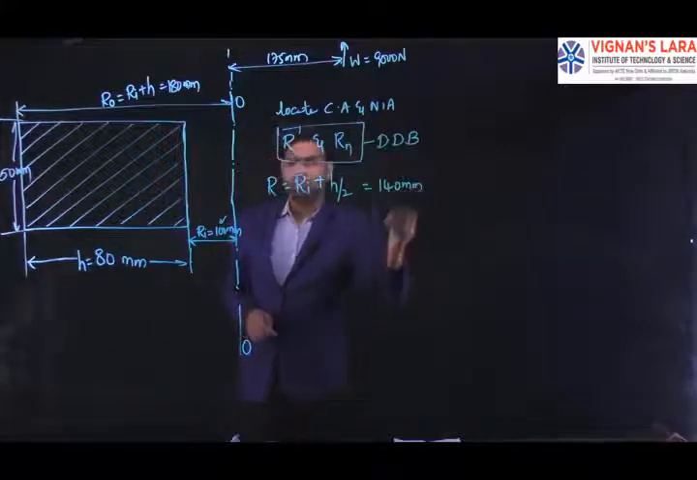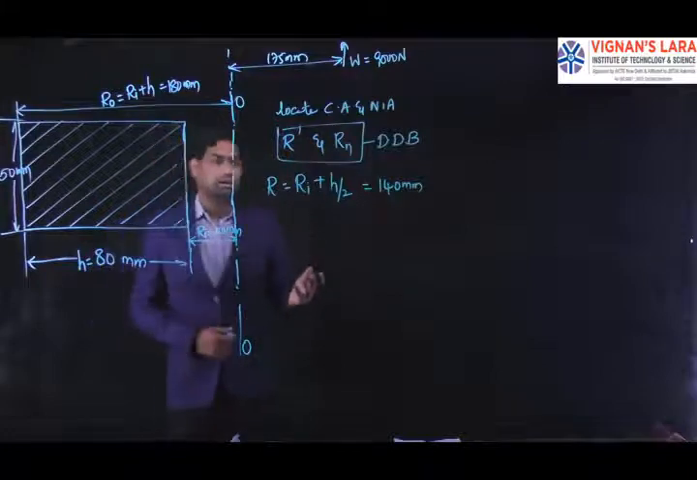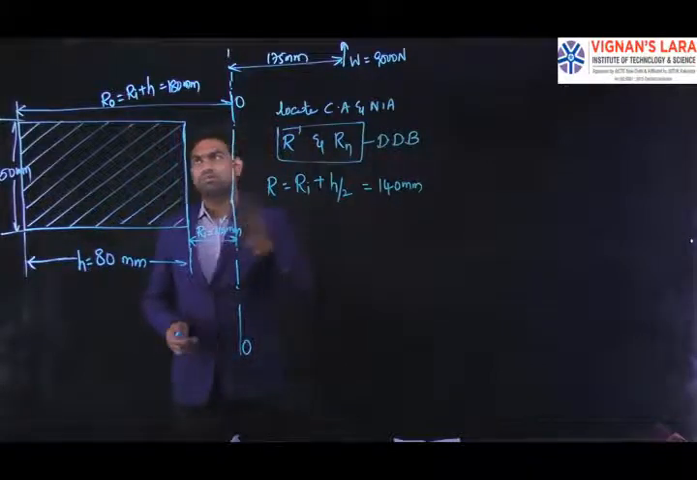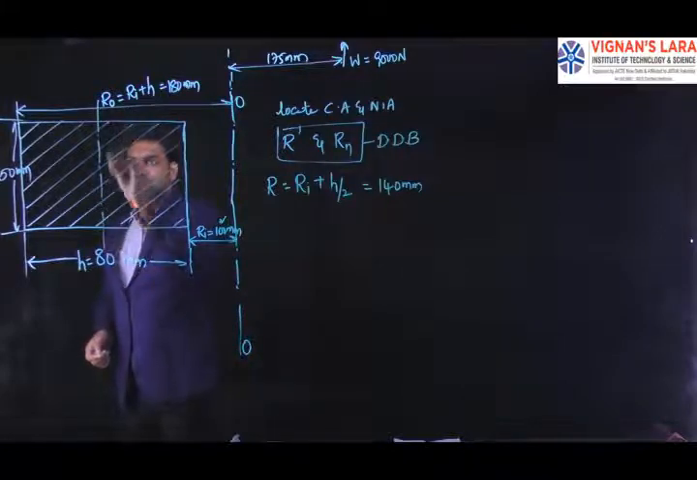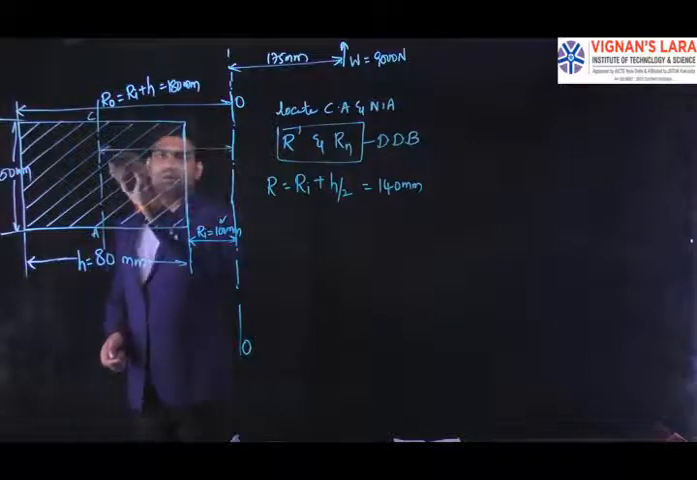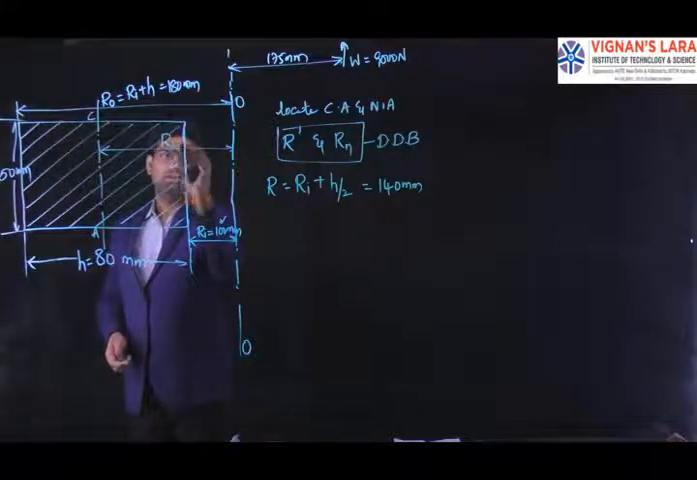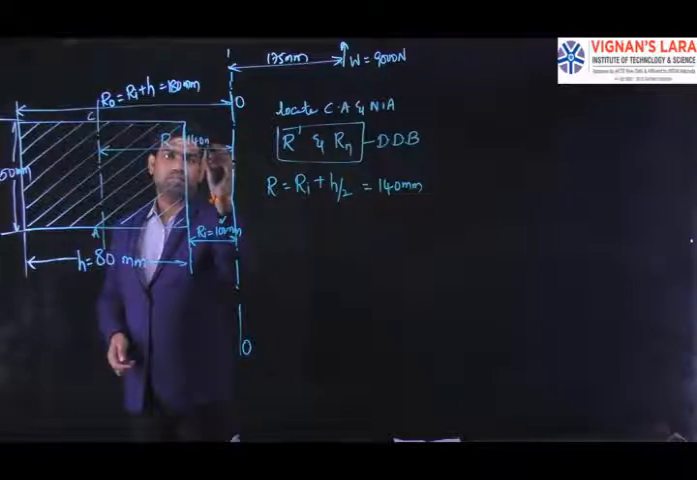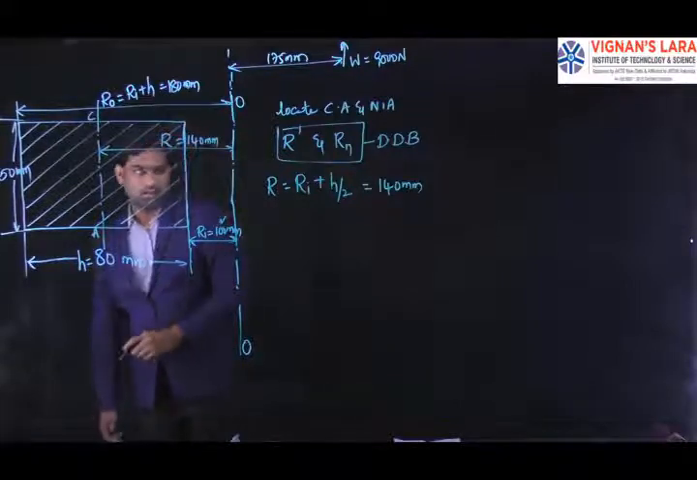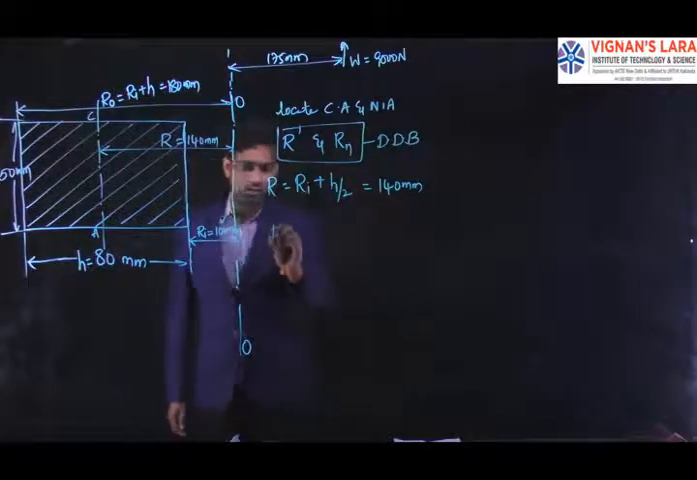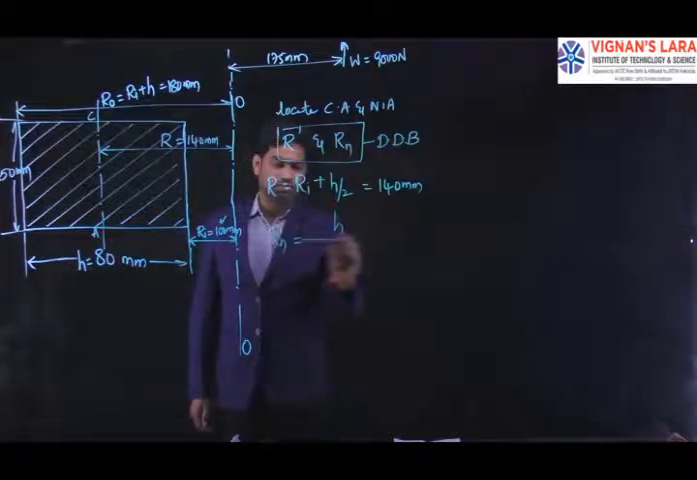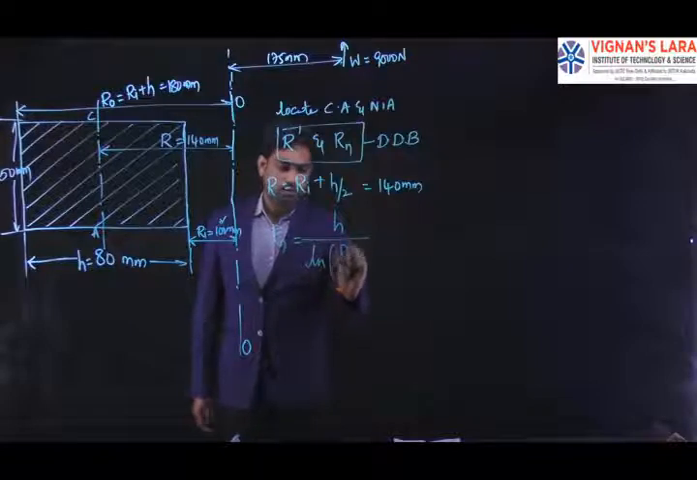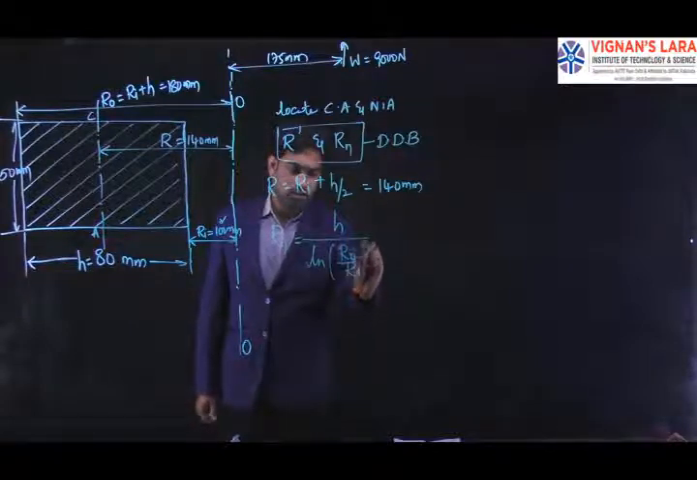So after calculating the radius of curvature R, we immediately need to locate the centroidal axis in the cross section diagram. This is the centroidal axis, and we can also indicate the value of R here. So R equal to 140 mm for the centroidal axis. Then the radius of curvature to the neutral axis is given by h by ln R naught by Ri.